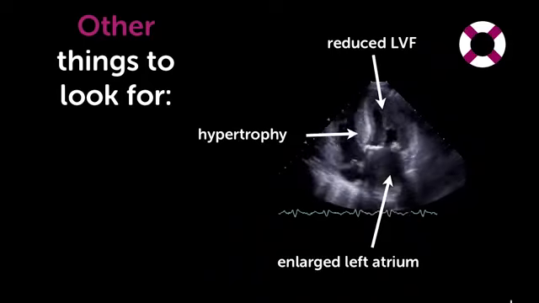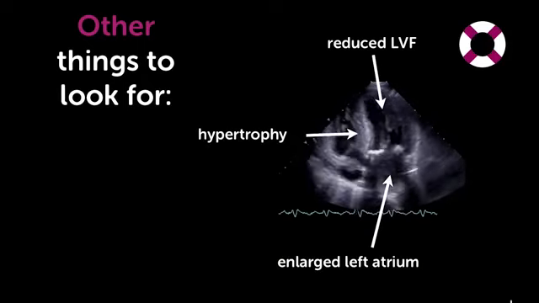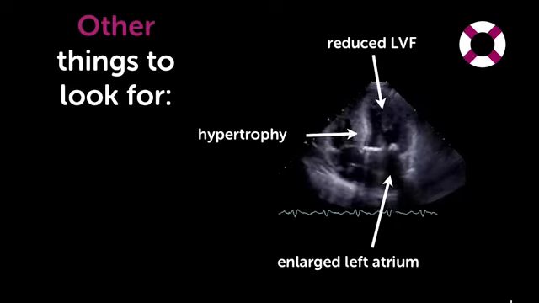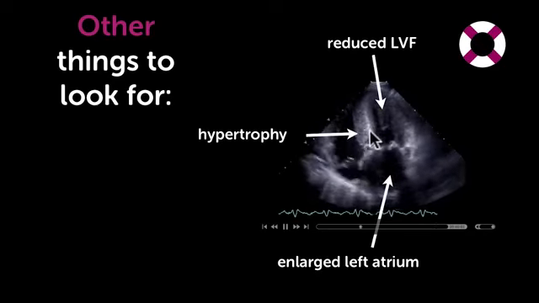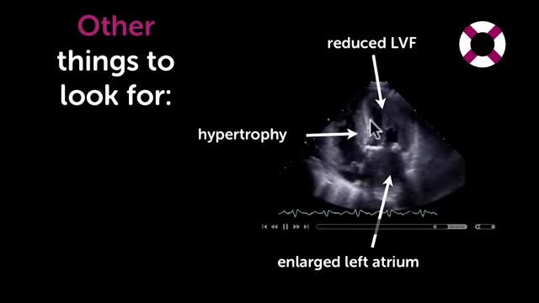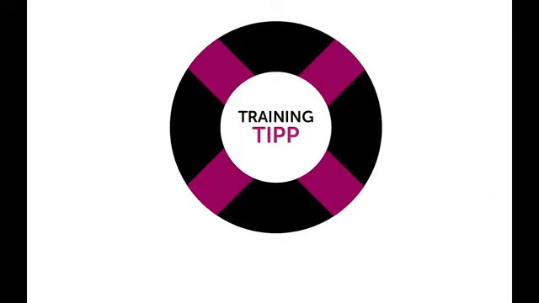Aortic stenosis also affects the function of the heart. So also look for left ventricular function and also for the extent of left ventricular hypertrophy. Here's an example of a patient with severe aortic stenosis who shows all the typical secondary features of severe stenosis. Left ventricular hypertrophy, very thick myocardium, reduced left ventricular function, and an enlarged atrium.